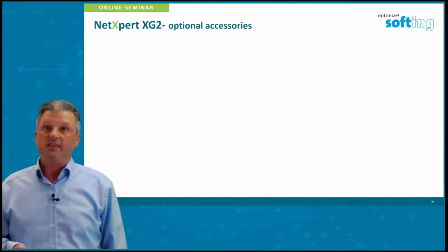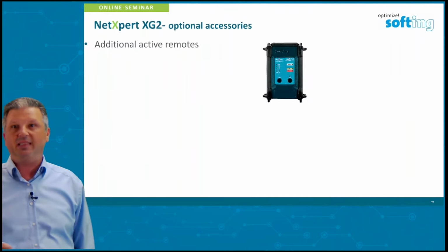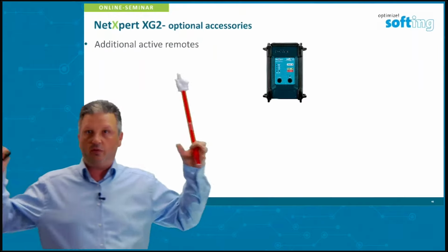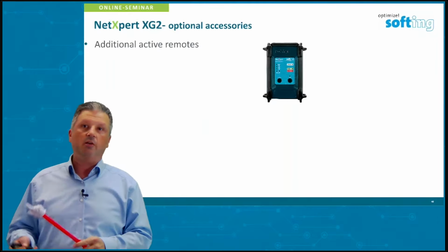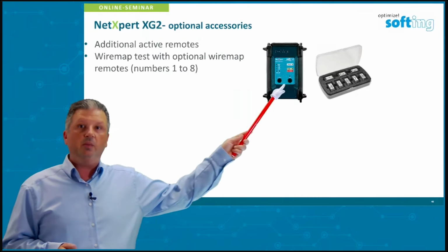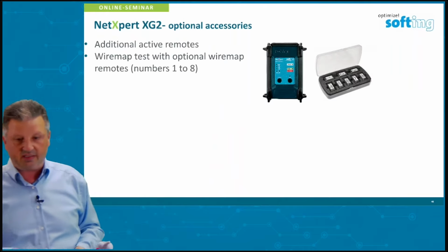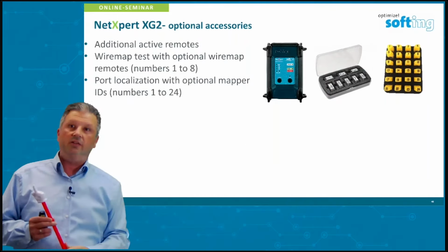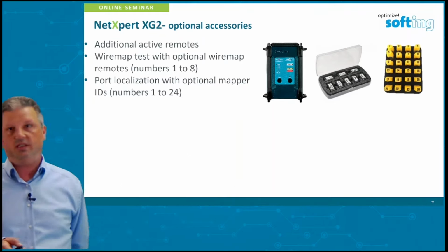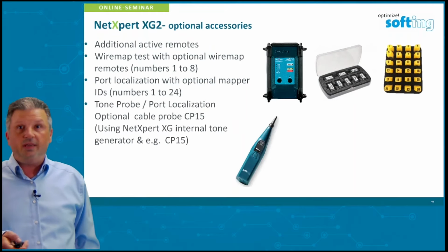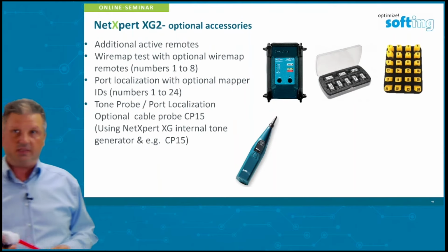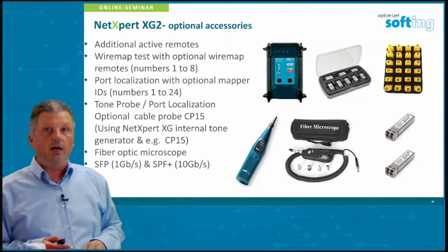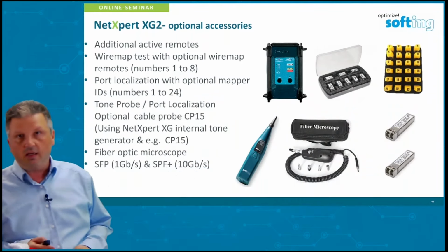Optional accessories are also an interesting part. For example, when you have a plus kit, then you have two mains and one remote inside, and you can buy a separate remote, then you have two separate possibilities to measure for 1 and 10 gig copper, for example. We also have remote kits available only to detect wire map without a BERT testing scenario. Then port detection is possible with 24 port identifiers you can connect on a panel, and then you easily find out which identifier is connected to which port. A cable probe is also a possibility to find cabling connections with a sound, a beep. Then optional, and really important for fiber, is a microscope, and we have optional 1 and 10 gig SFP modules available.